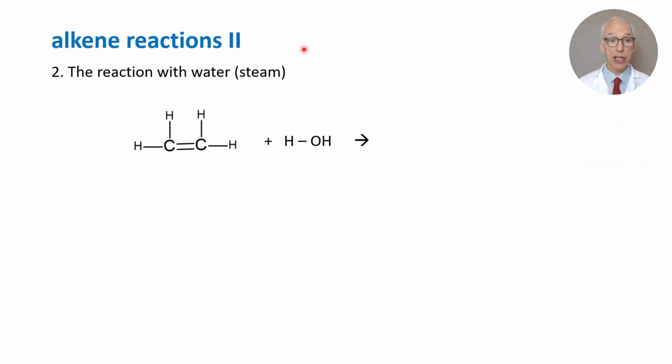Now the second reaction, the reaction with steam, follows exactly the same pattern as my model and then reaction number 1 with hydrogen. So here's ethene and water, which I'm writing as H, OH, X and Y. Can you predict the structure of the product? Stop the lesson, draw the structure of the product, come back to check when you are ready.